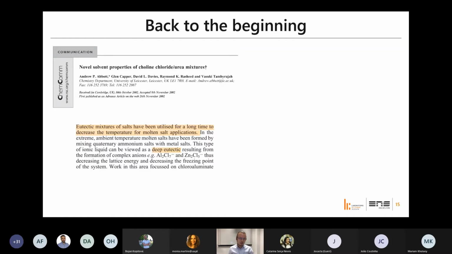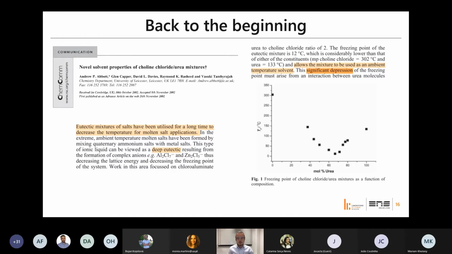And it starts actually with something that is nice, which already gives nuance: that eutectic mixtures have been used before to lower the melting temperature of mixtures containing salts. And that some of these gave rise to a deep eutectic. And that's good. It's even so good that you can use these mixtures at ambient temperature as a solvent. But the main property of this is that there is a significant depression of the freezing point.